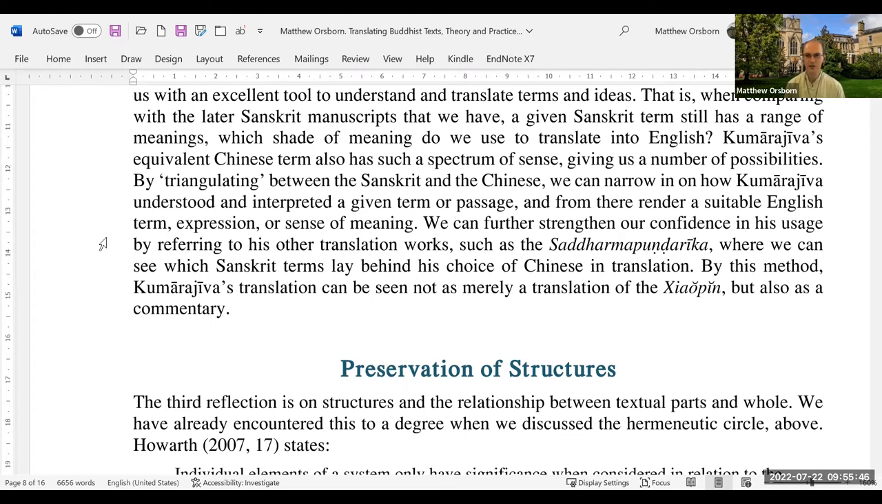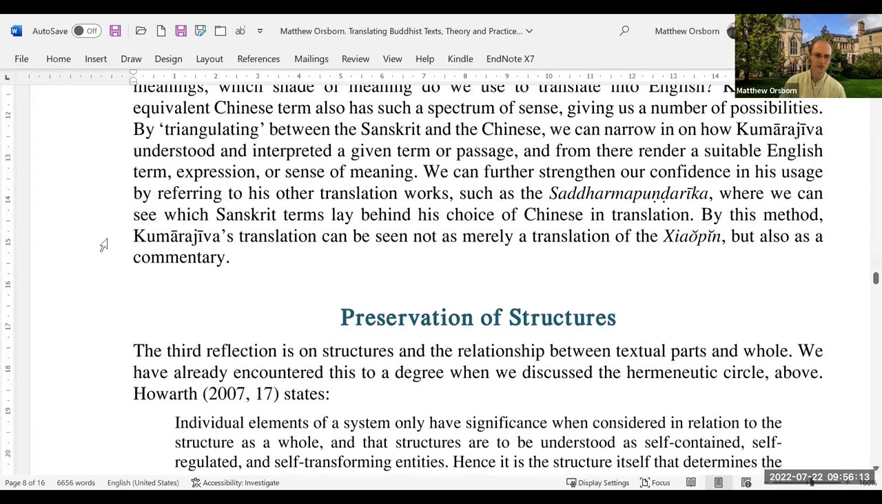Now, we can further strengthen our confidence in Kumarajiva's usage by referring to his other translation works, such as the Saddharma Pundarika, Miaofa Lianhua Jing, where we can see which Sanskrit terms lay behind his choice of Chinese in translation. And by this method, Kumarajiva's translation can be seen not merely as a translation of the Xiaoping, but as a commentary, and that commentary helps us understand and therefore to translate more accurately.